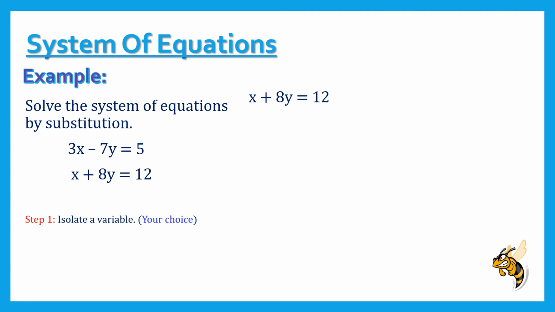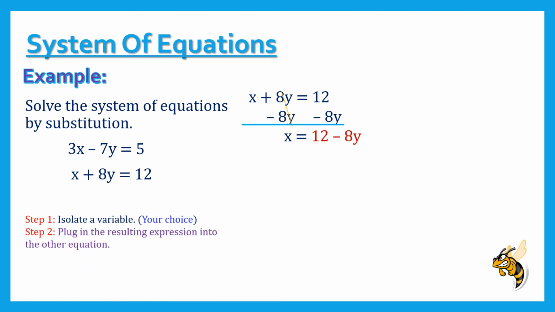To move that plus 8y, I need to subtract 8y from both sides. So x is equal to 12 minus 8y. Then I need to plug that resulting expression into the other equation because x is 12 minus 8y. So every time I see an x, I'm going to replace it with 12 minus 8y.